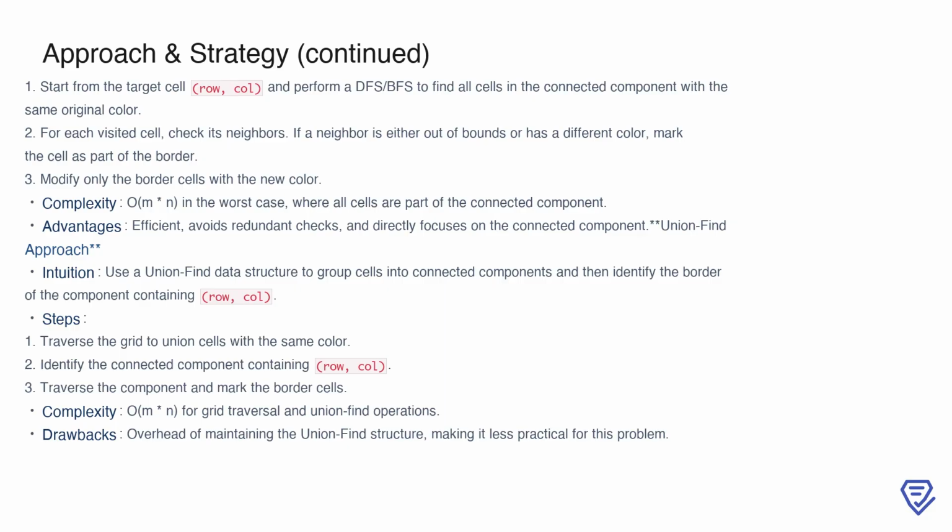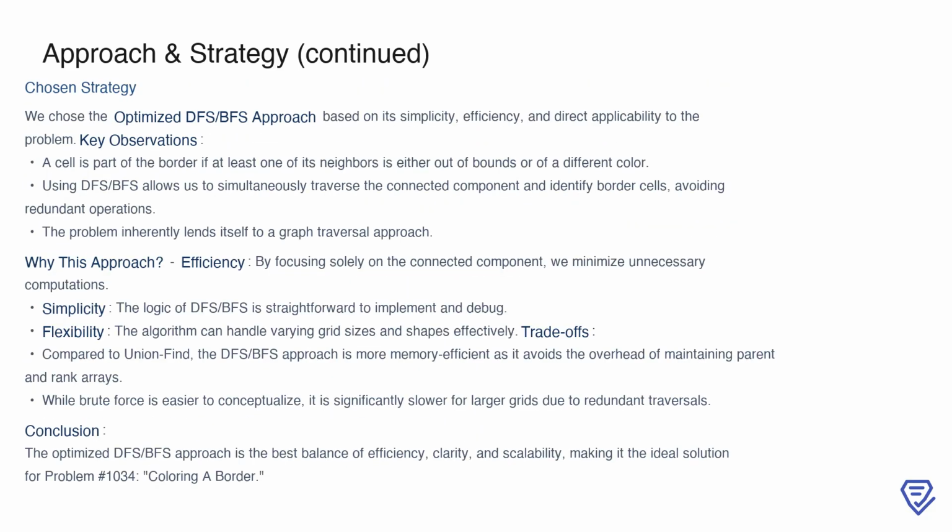Alternatively, we could use a union-find data structure to group cells into connected components. After grouping, we would identify the component containing the target cell and mark its border cells for recoloring. However, while union-find is efficient in some scenarios, it introduces additional overhead for maintaining the structure, making it less practical for this particular problem. The optimized DFS or BFS approach stands out as the most suitable strategy for solving this problem, offering the best balance between simplicity, efficiency, and scalability.